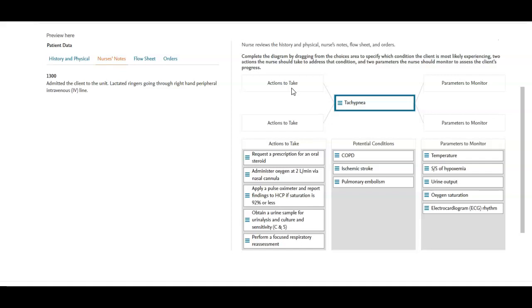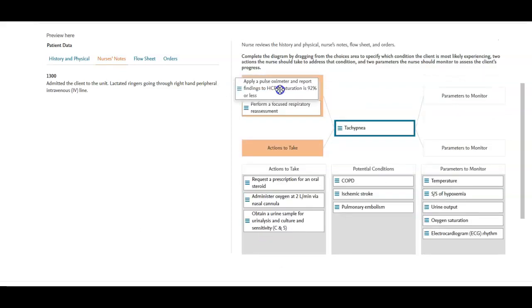And here you're going to have to prioritize. A steroid might help with respiratory. Oxygen may help. And then we have apply a pulse oximeter. I do want to know what my pulse ox is, urine sample, and then respiratory assessment. So based on these, I have 4 that could help tachypnea. I have to prioritize. So always remember nursing process. We're going to assess first. So I'm going to do my respiratory assessment and get a pulse ox.